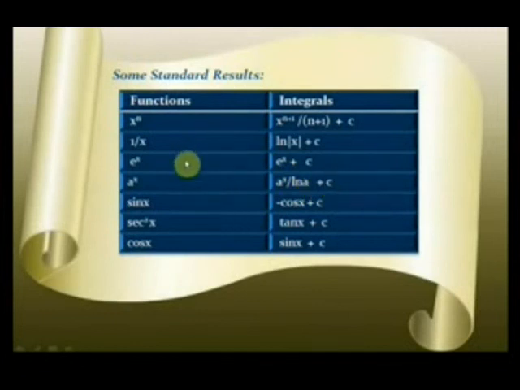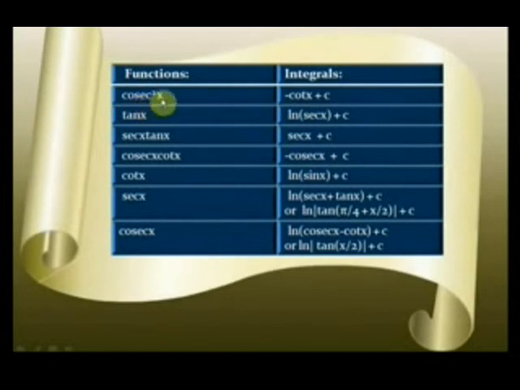Now let's see the integral of some trigonometric functions. The integral of sin x is equal to minus cos x plus c. Similarly, the integral of sec square x is tan x plus c. The integral of cos x is sin x plus c. The integral of cosec square x is minus cot x plus c. Integral of tan x is ln of sec x plus c. The integral of sec x into tan x is sec x plus c. The integral of cosec x into cot x is minus cosec x plus c. The integral of cot x is ln of sin x plus c.